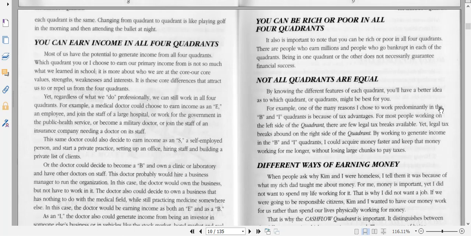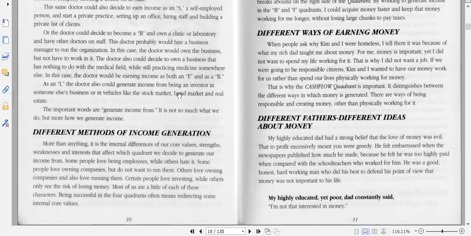For example, a medical doctor could choose to earn income as an employee and join the staff of a large hospital or work for a government or an insurance company needing a doctor on its staff. This same doctor could also decide to earn income as an S, a self-employed person, and start a private practice, setting up an office, hiring staff, and building a private list of clients.